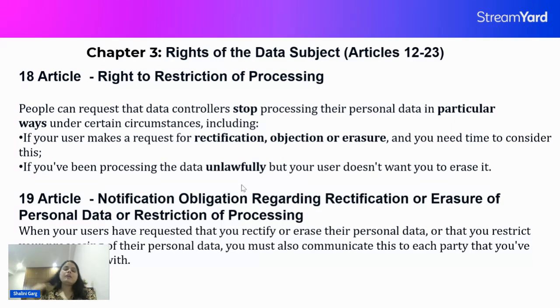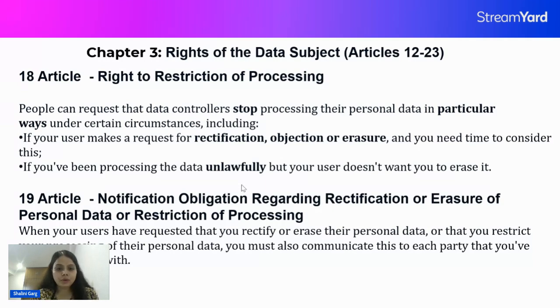So what are the situations? For example, the accuracy of their personal data is contested. I do not want my data to be deleted because I want to get it rectified at a later stage. I do not want to get it rectified right now. So I will tell the company to just restrict the processing up till the day I tell them, okay, now rectify my data. So if the accuracy is contested, I am giving the controller time to verify the accuracy, or I will tell them the rectifications which they have to make. And until then, they have to restrict the processing.